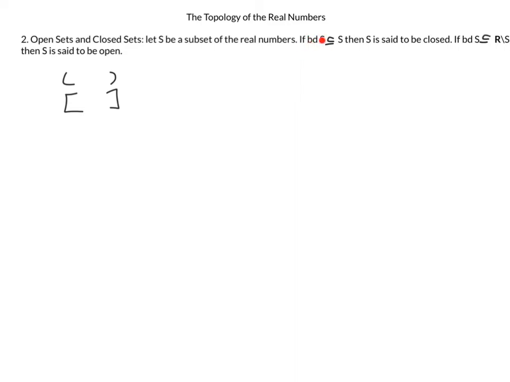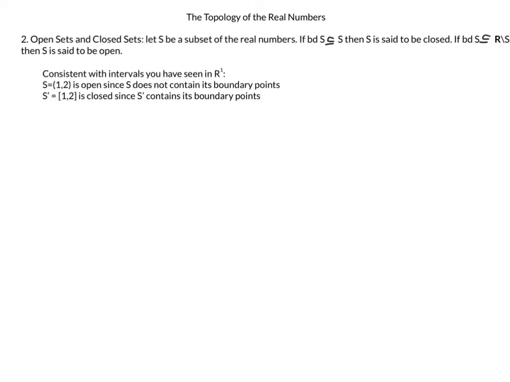If the boundary of S is contained in S, then S is said to be closed. If the boundary of S is contained in R minus S, then S is said to be open. And again, this is consistent with the intervals you'd seen in R1. Since (1, 2) is open, S does not contain its boundary points. S prime is equal to the closed interval [1, 2]. S prime contains its boundary points.